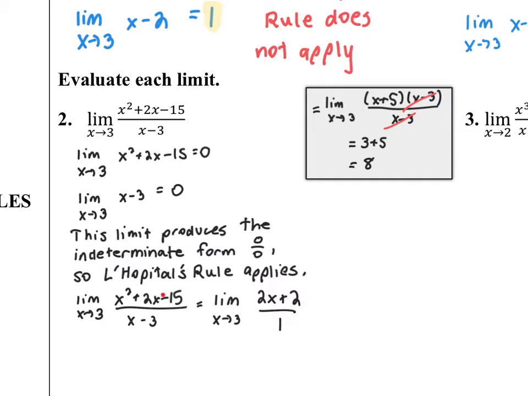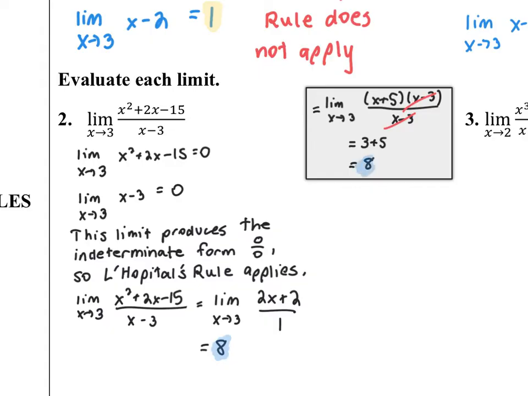And my next step is to start with the original limit and say that that's going to equal the limit as x approaches 3 of the derivative of the numerator, which was just a power rule, and the derivative of the denominator, which is just 1. And now from this limit, I'm going to do a direct substitution by plugging that 3 in. And when I do that, I get an answer of 8. And notice that matches the answer that I got doing it the factoring way.